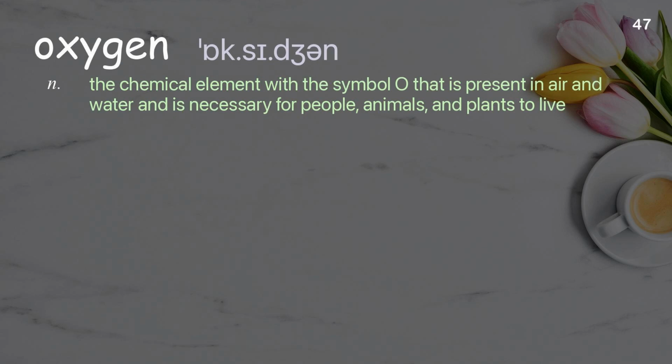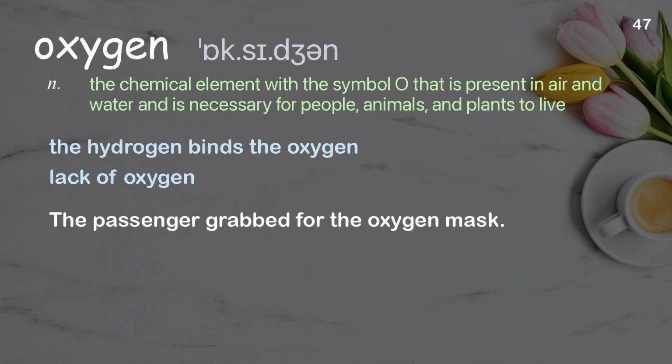Oxygen. The chemical element with the symbol O that is present in air and water and is necessary for people, animals, and plants to live. Examples. The hydrogen binds the oxygen. Lack of oxygen. The passenger grabbed for the oxygen mask.